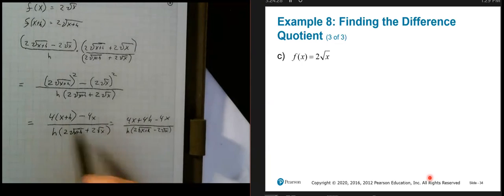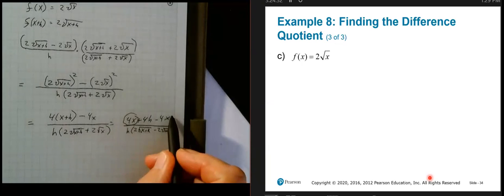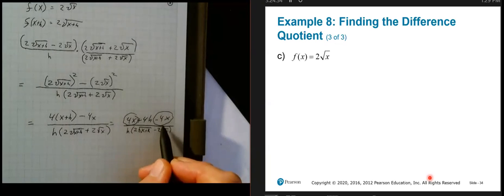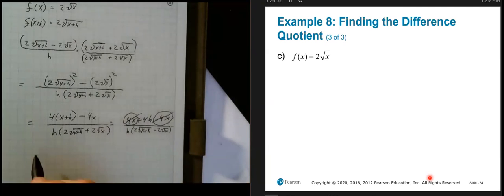Okay, so now we have this situation. We have like terms in the numerator. So the 4x and the minus 4x, those magically go away, and we expect that to happen. So in the numerator, all I have is 4h. And in the denominator, I have h times the expression 2 square roots of x plus h plus 2 square roots of x.